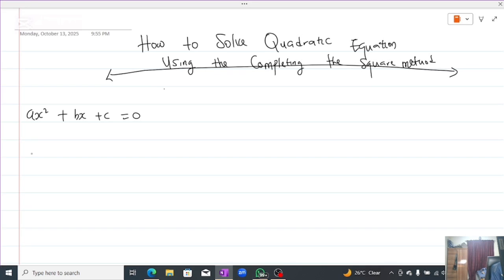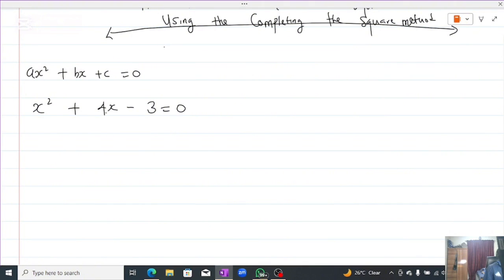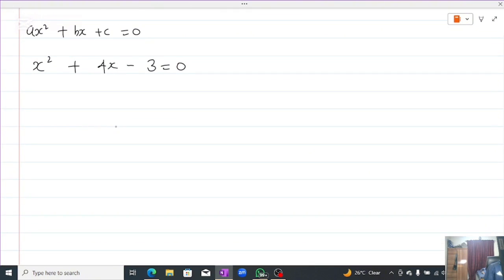Now, I'm going to start with the example x squared plus 4x minus 3. We want to complete the square of this and then find the roots. That is what we need to do. Now, this is very easy.